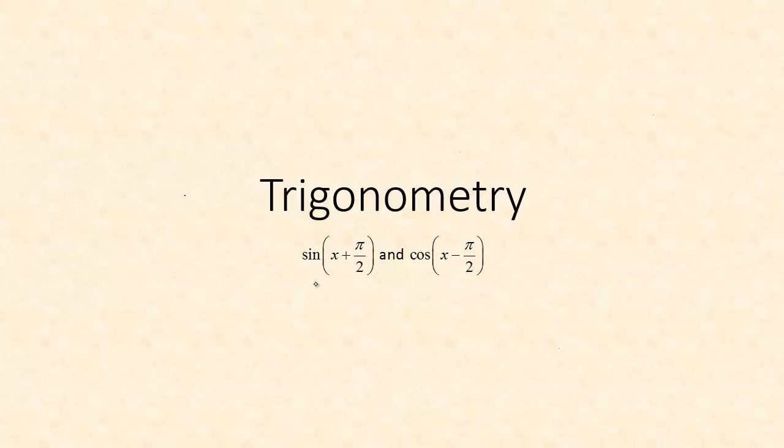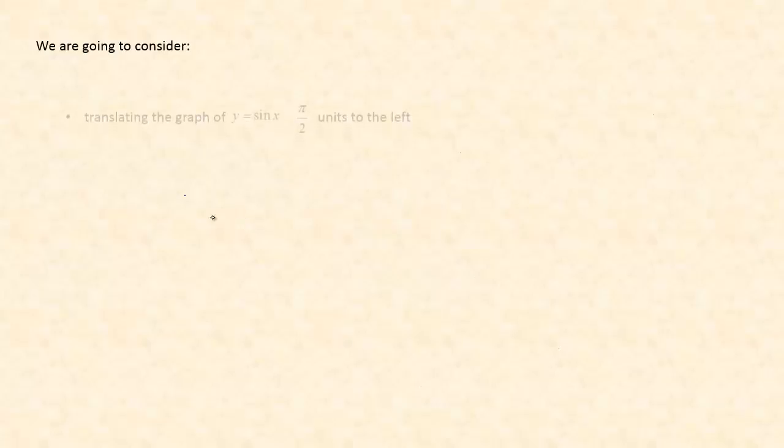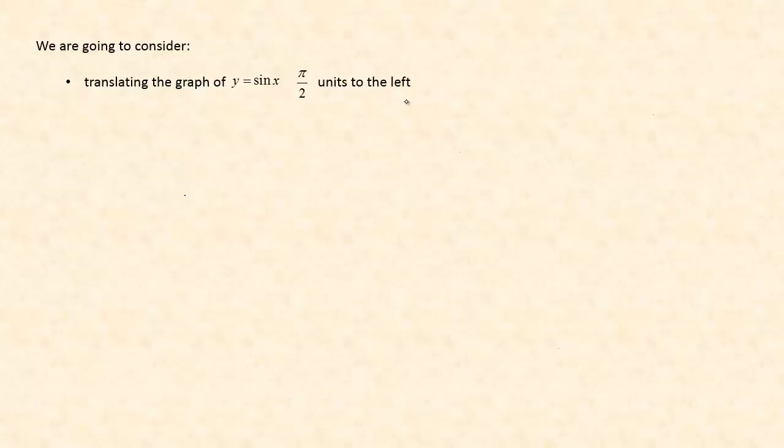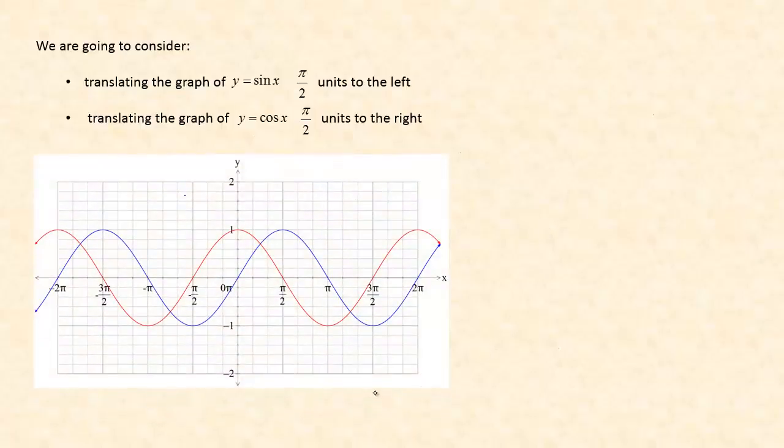We're going to consider sine of x plus pi by 2 and cos of x minus pi by 2. Now, think about these in terms of the transformations we've been looking at. So we're going to consider translating the graph of y equals sine x, pi by 2 units to the left, and translating the graph of y equals cos x, pi by 2 units to the right. So let's look at this.